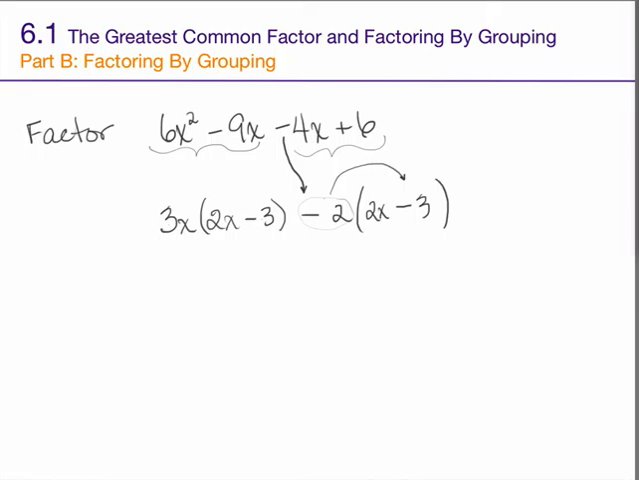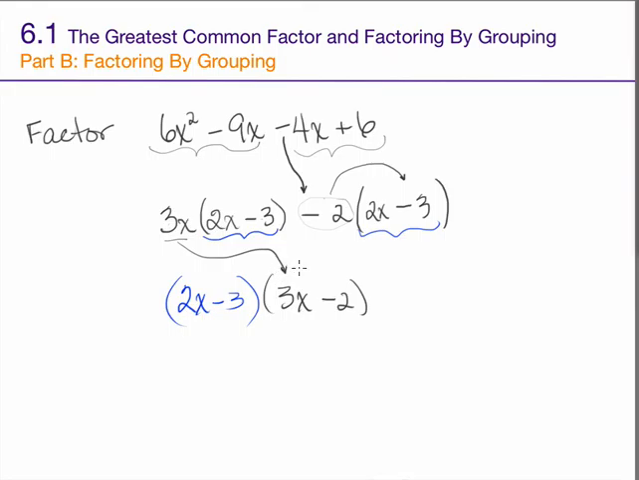But that's good. Remember, we want these two things to be the same, and now they are. What's common to both big terms? 2x minus 3. What's left over? 3x minus 2. 3x was left over when I divided out, or factored out, or undistributed 2x minus 3. And when I did that here, what was left over was minus 2, or negative 2.